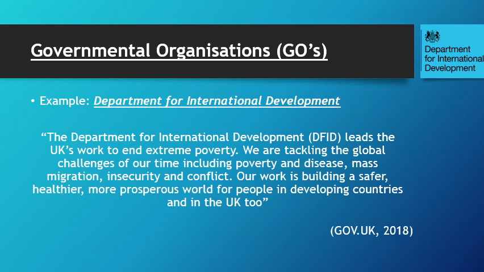An example of a GO is the Department for International Development in the UK. The Department for International Development leads the UK's work to end extreme poverty. We are tackling the global challenges of our time, including poverty and disease, mass migration, insecurity and conflict. Our work is building a safer, healthier, more prosperous world for people in developing countries and in the UK too.